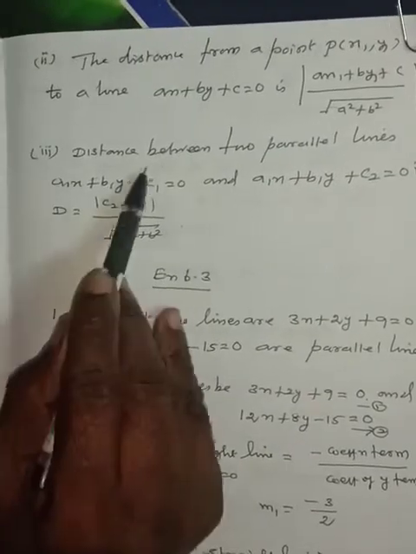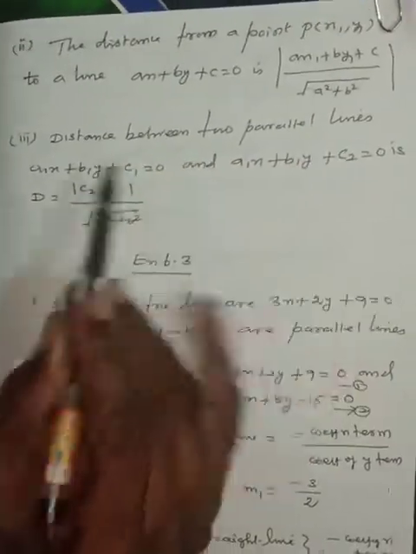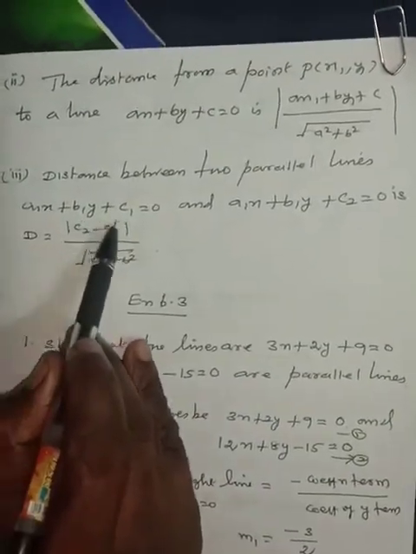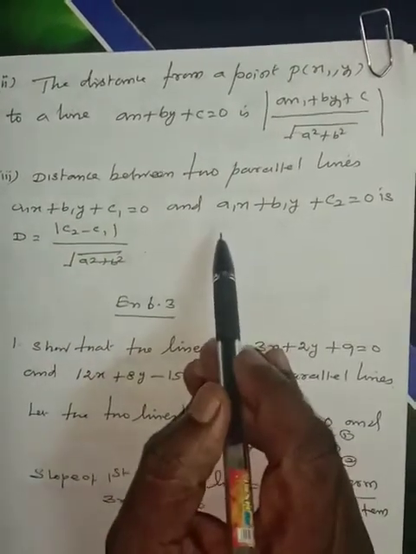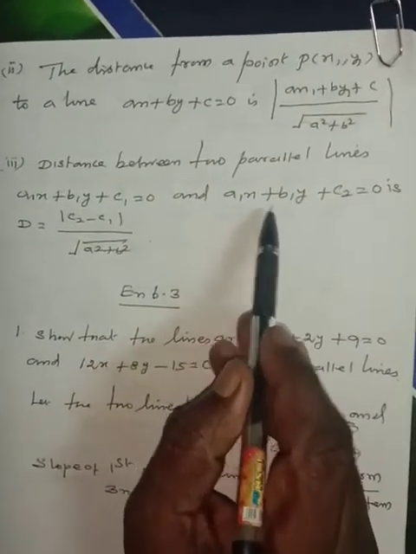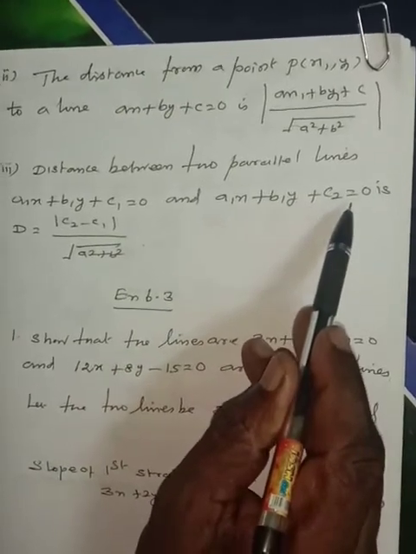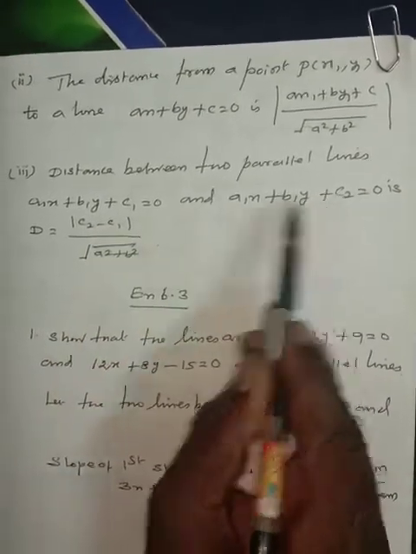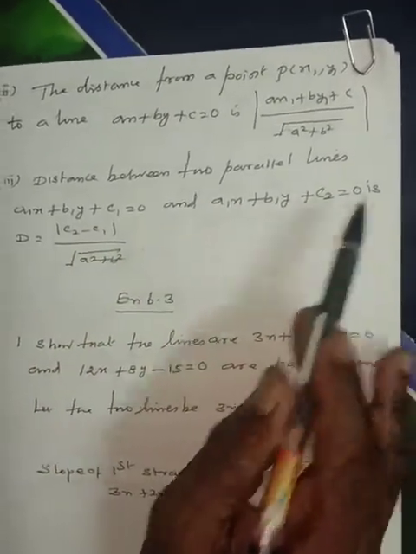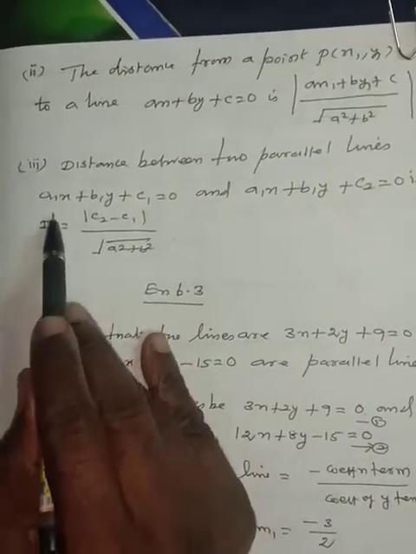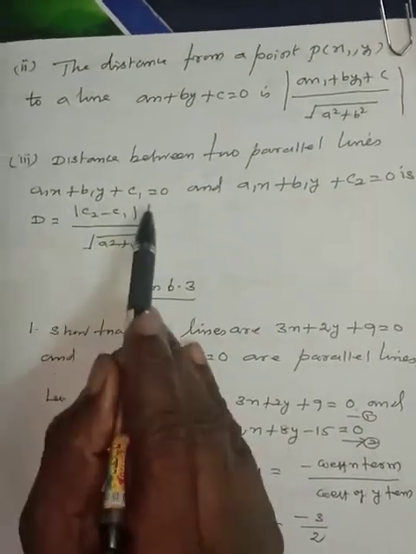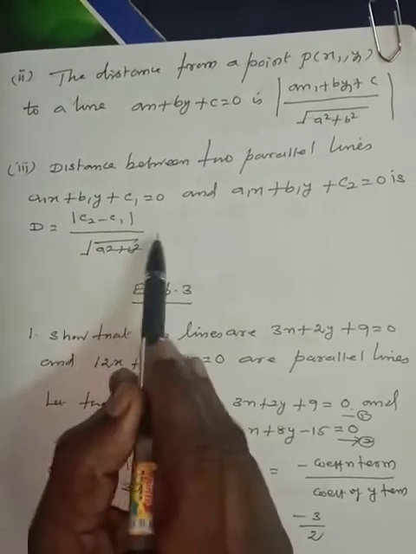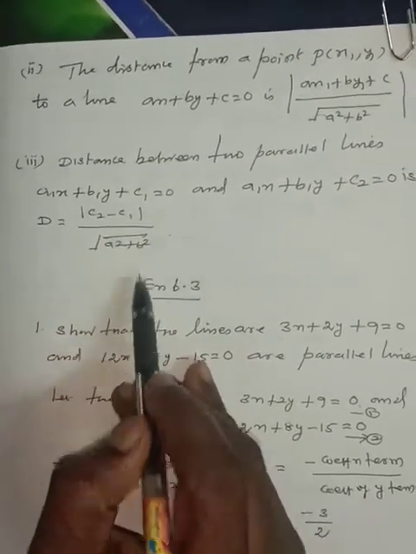Subdivision number 3. The distance between the two parallel lines a1x plus b1y plus c1 equals 0 and a1x plus b1y plus c2 equals 0, where only the constants differ, is modulus of (c2 minus c1) divided by square root of a square plus b square.